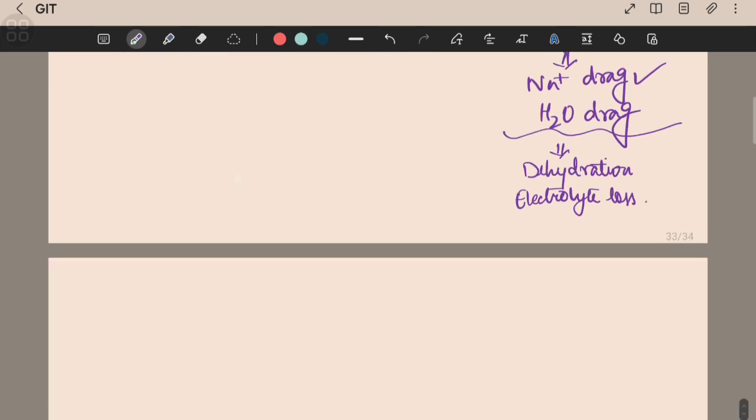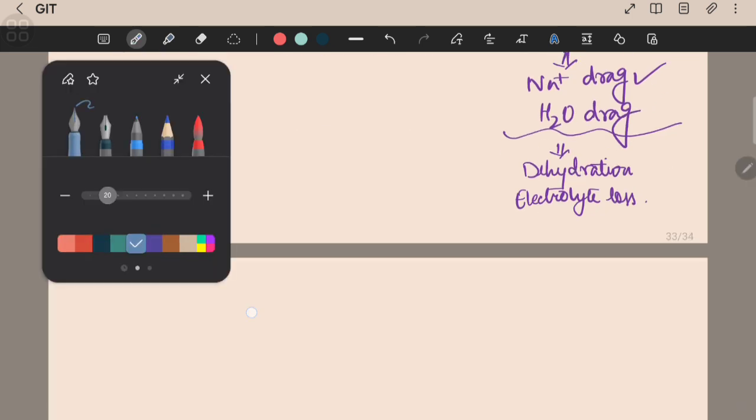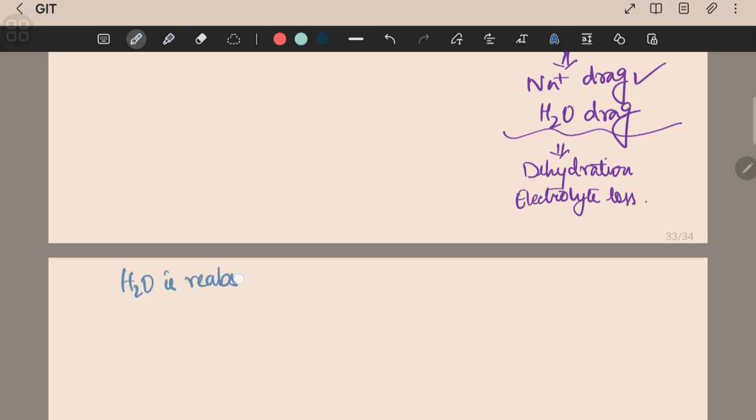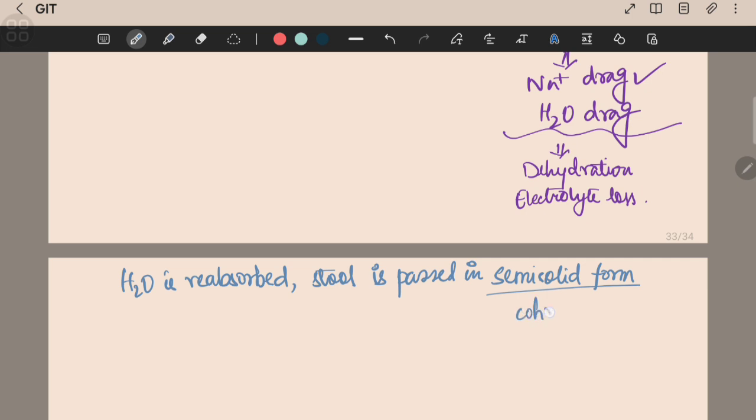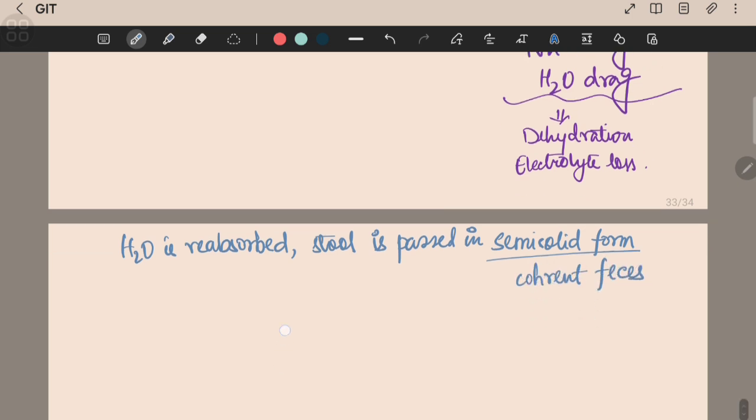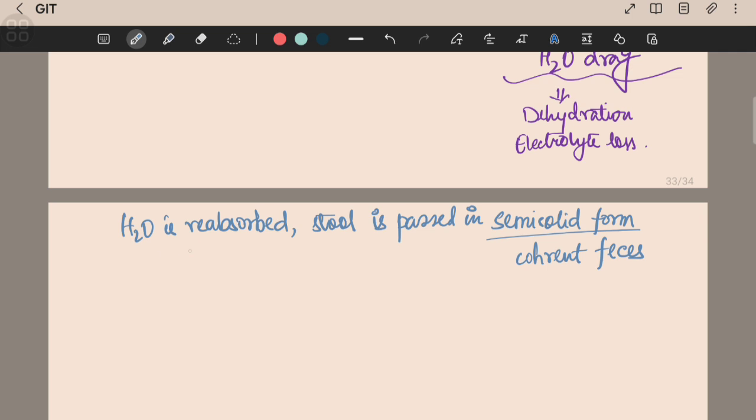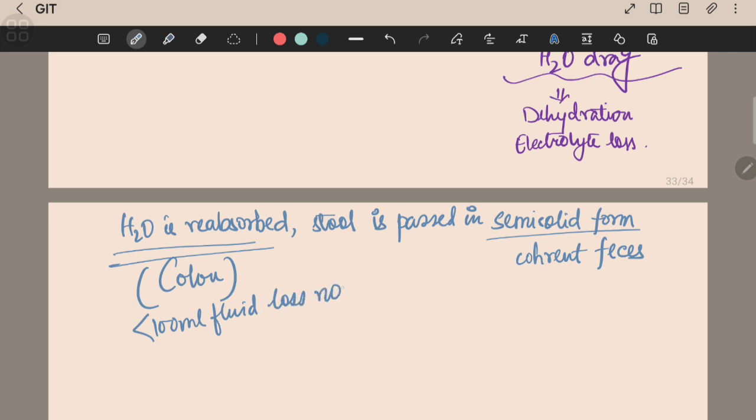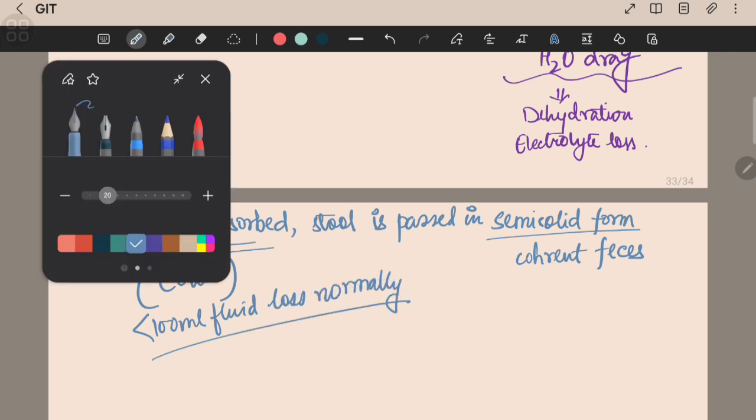Now, absorption in the large intestine and formation of feces. What is happening? There is absorption of water, so that water is reabsorbed. Why is water reabsorbed? Because stool is passed in semi-solid form, which we call coherent feces. Most of the water and electrolytes of the intestinal contents are absorbed at the level of the colon, and very little fluid is excreted normally. It is less than 100 ml of fluid loss normally. This is the normal scenario.